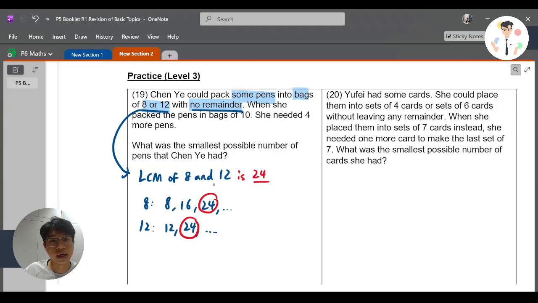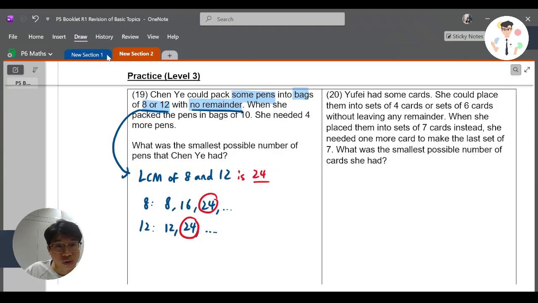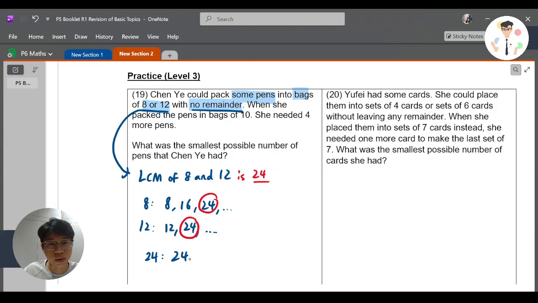And again, I told you it is a multiple of 8 or 12. That means the answer is not only 24. It can be 24, it can be 48, it can be 72, 96, and so on.